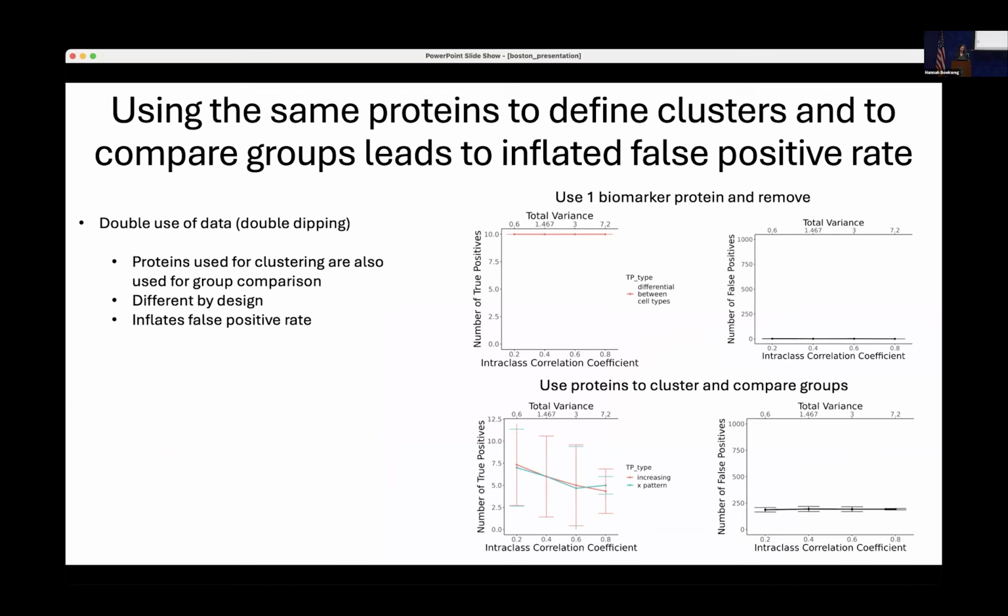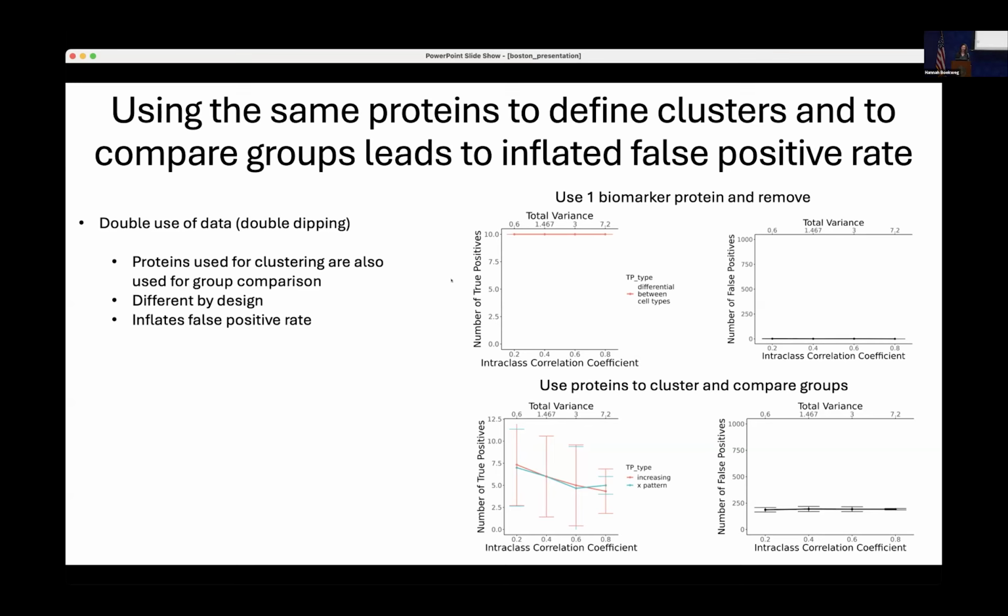So the analogy Olga likes to make is you tell tall people to go to one side of the room and short people to go to the other side of the room, and you say, are there differences between these 2 groups? And of course there are, because you design them to be different. So because you are designing these clusters to be different and then testing for differences, you are inflating your false positive rate. So again, we see this in the simulations.